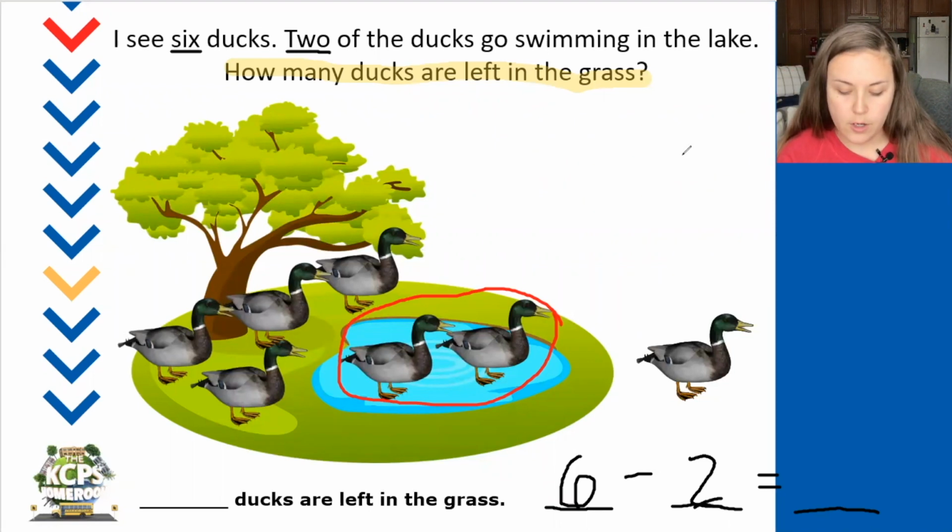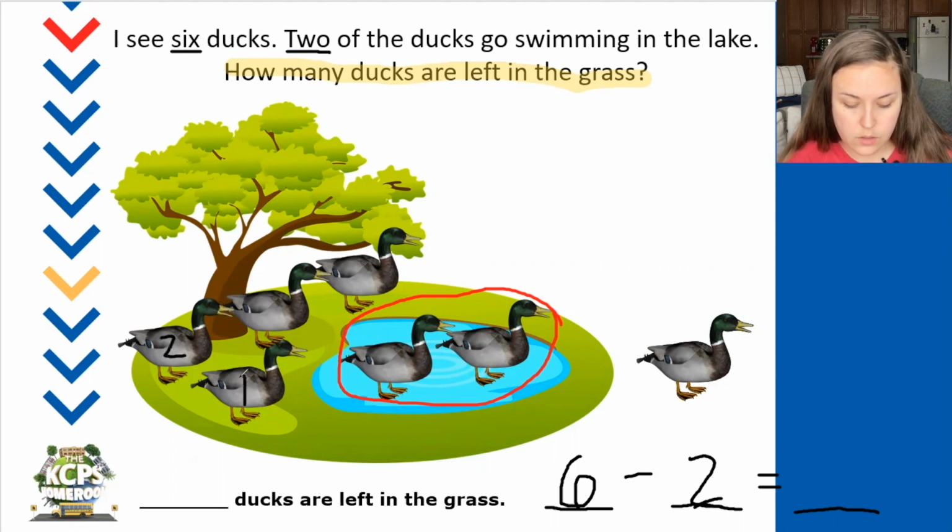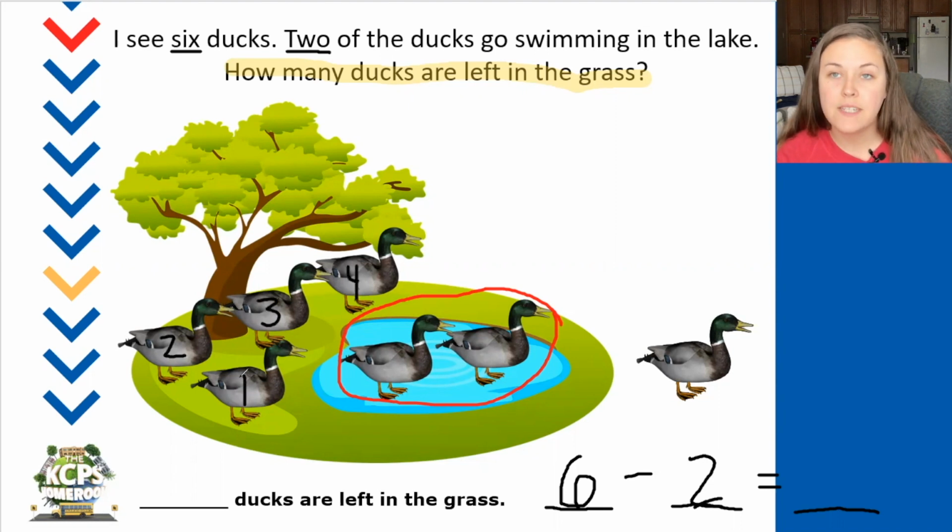So now we have our total is 6, we're taking away 2, and our answer answers the question, how many ducks are left in the grass? So let's count the ducks that are in the grass. I see 1 duck, 2 ducks, 3 ducks, and 4 ducks left in the grass. So that must mean that 6 minus 2 equals 4.